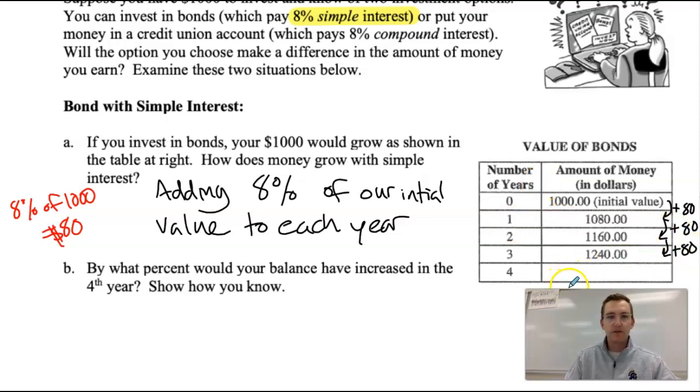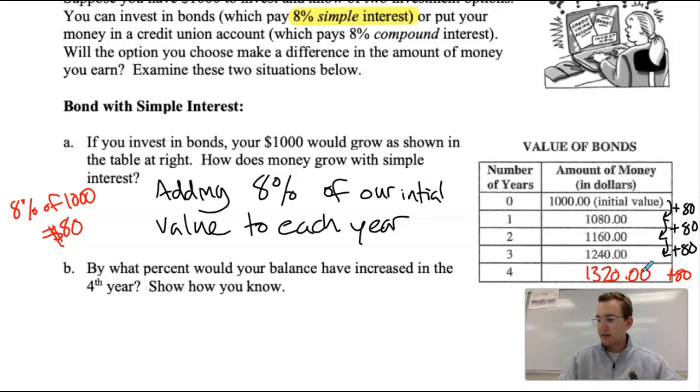So if we want to figure out the balance of our savings account after 4 years, we're basically just going to the next row down in our table. We just have to follow our pattern again, add $80 to the previous one. So we get $1,320. There we go, pretty straightforward.